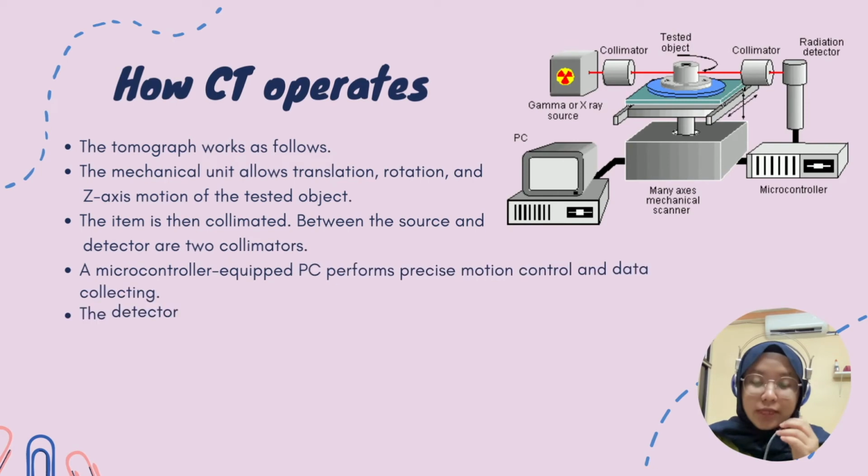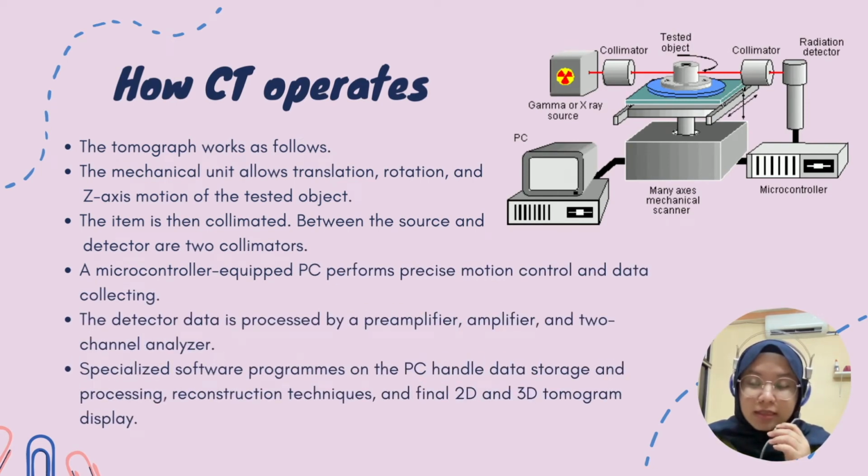So as we can see on the slide, this is an example image of how computed tomography operates. Briefly, the tomography works as in the following image. The sample or tested object is placed on the mechanical unit, which allows for its translation, rotation, and movement along the z-axis. Following that, the sample is exposed to the collimated beam. Between the source and the detector, the collimators are used to focus the beam.